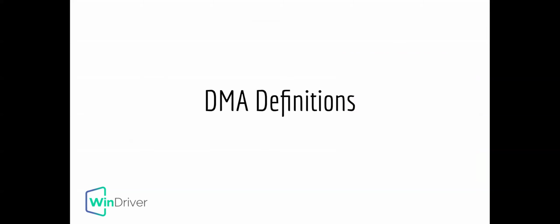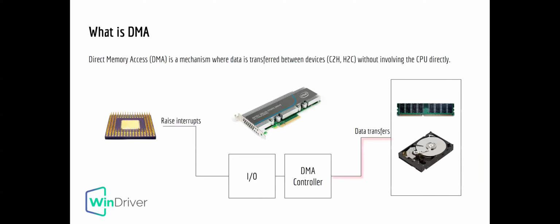So after demonstrating things on the practical level, what to click where and where to find what, let's go over a few definitions. I hope it will make things clearer. So what is the DMA? DMA is a mechanism where data is transferred between devices without involving the CPU directly.